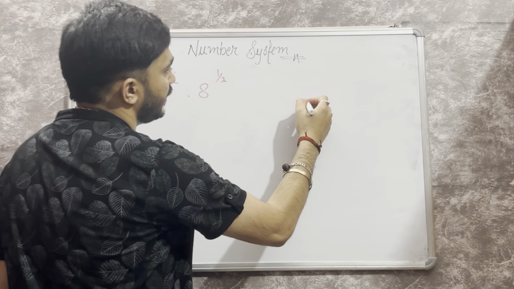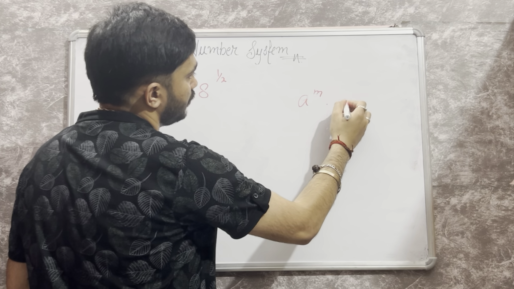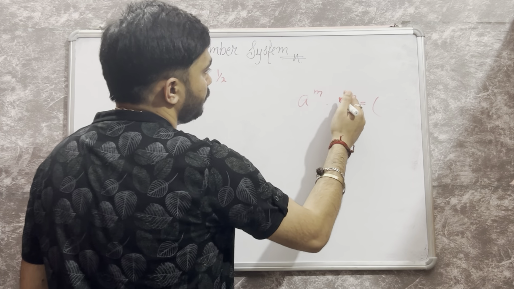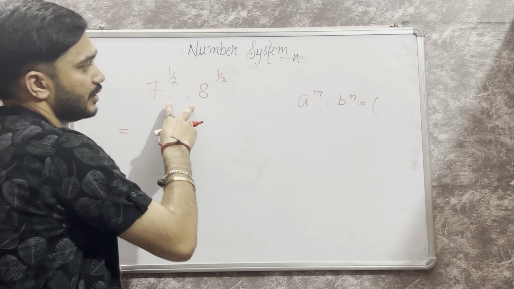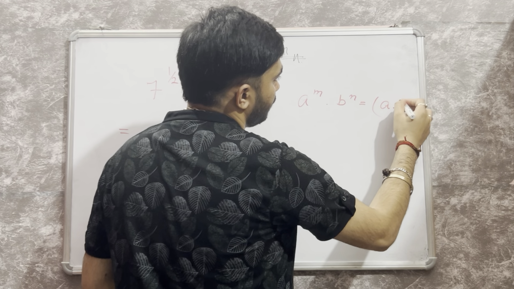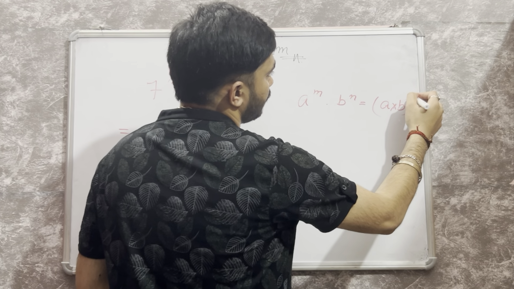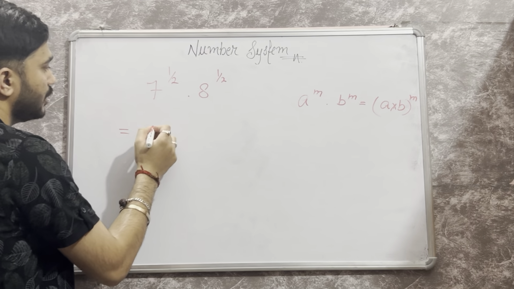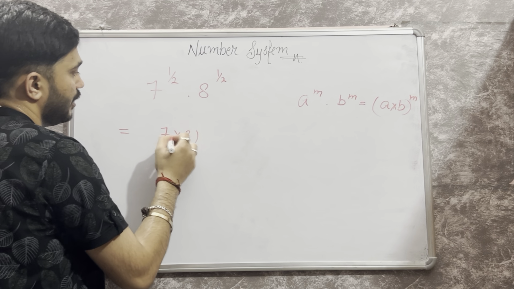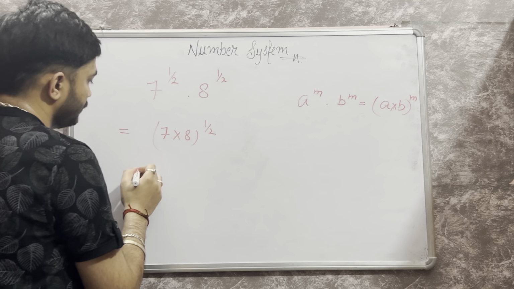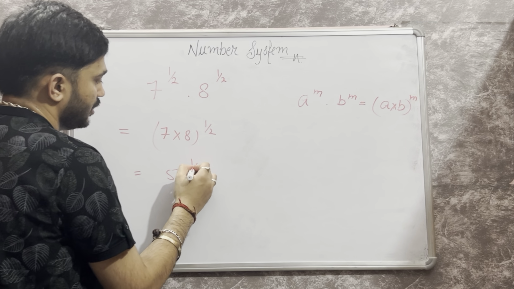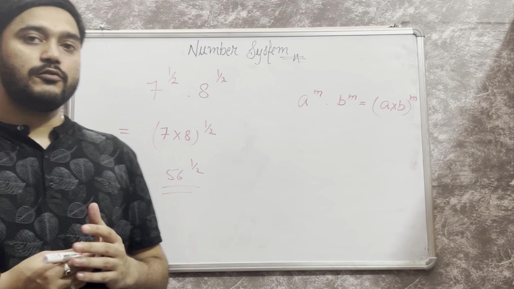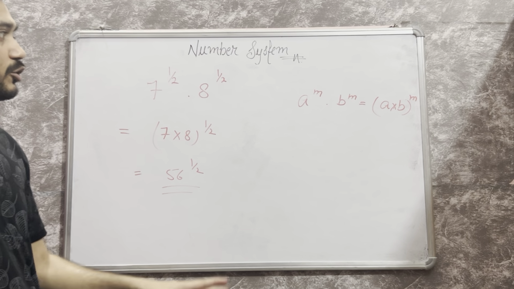property here, that is a raised to power m into b raised to power m, and not a raised to power n, because bases are different. So it will be a multiplied by b raised to power m, and the powers of both the numbers are same. So here you are going to multiply 7 into 8 and its power will be 1 by 2. So our answer will be 56 raised to power 1 by 2. Any doubt?